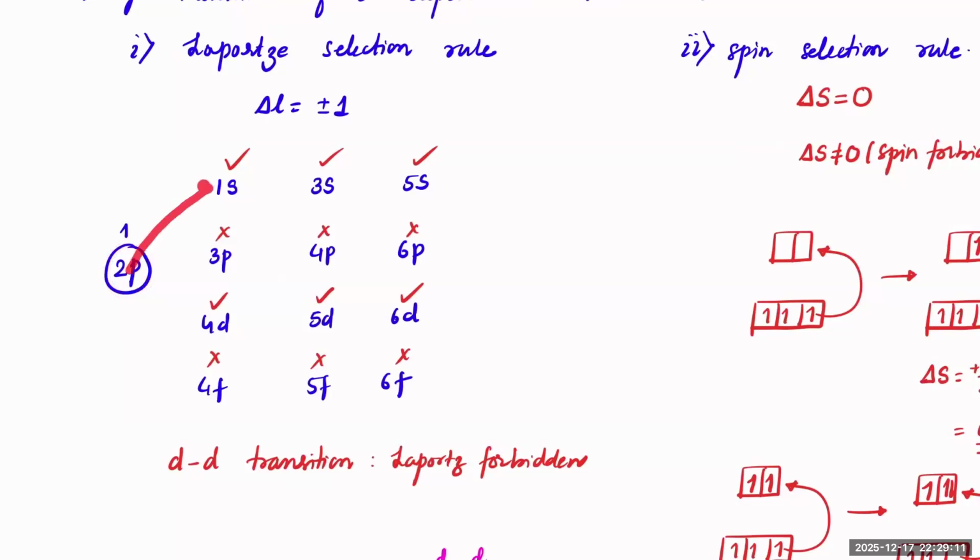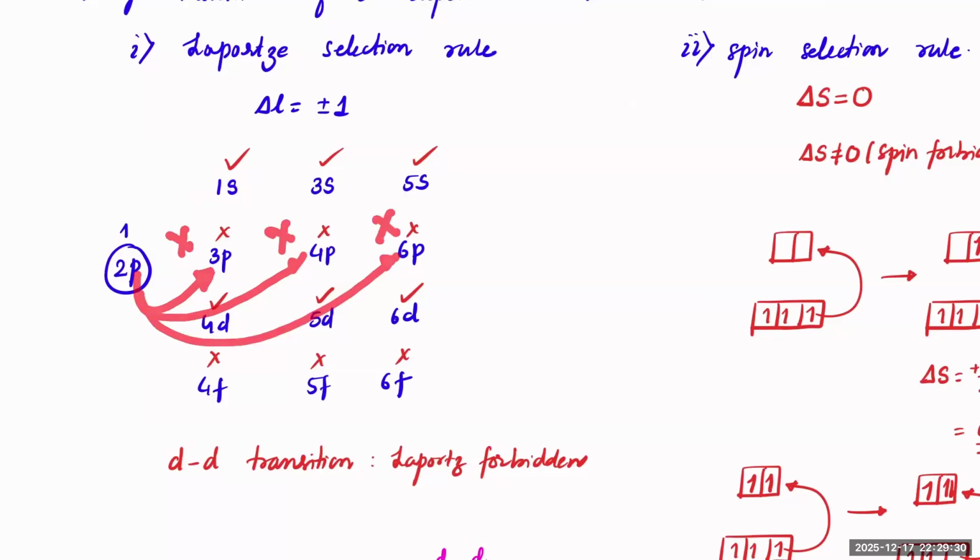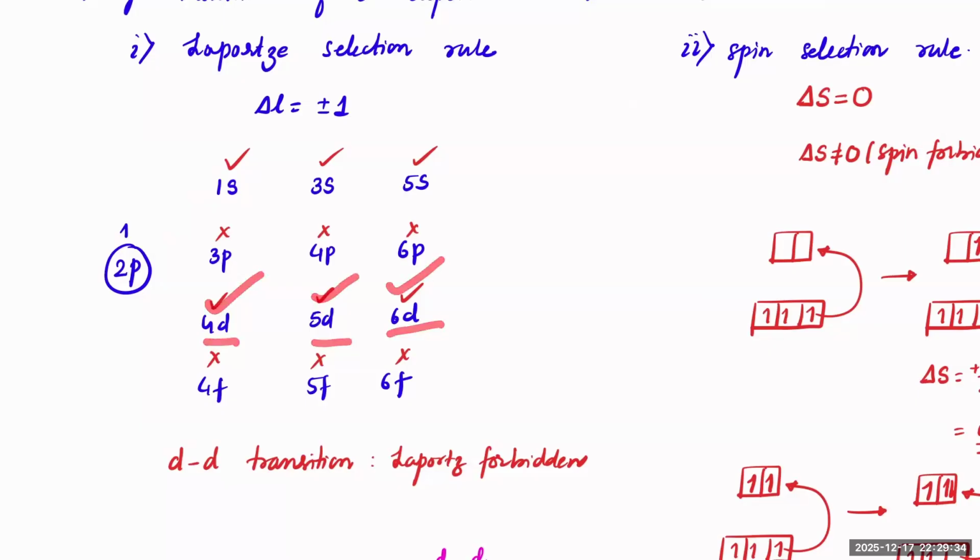If it is going to 1s, is it following the rule? Yes. If it is going to 3s, is it following the rule? Yes. 5s, yes. If an electron from 2p is going to 3p, is it following the selection rule? No. Is it following here? No. Is it following here? No. If it is going to 4D, 5D, 6D, is it following? Yes, yes, yes. If it is going to 4F, 5F, 6F? No, no, no. Okay.